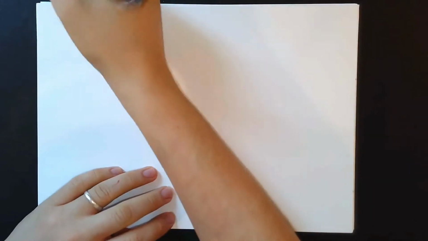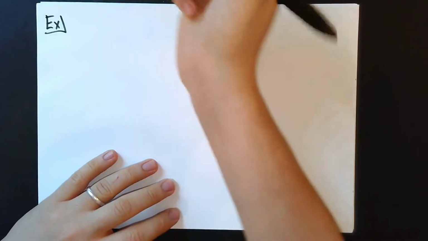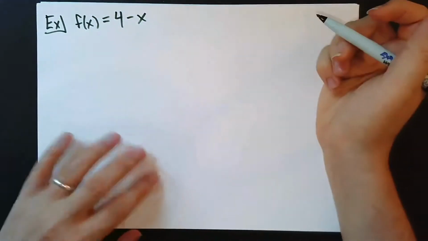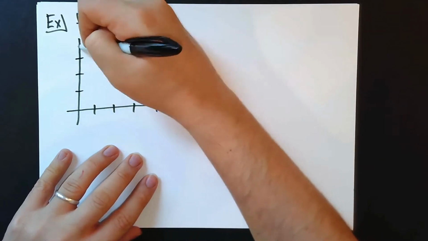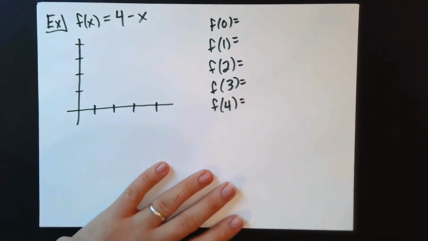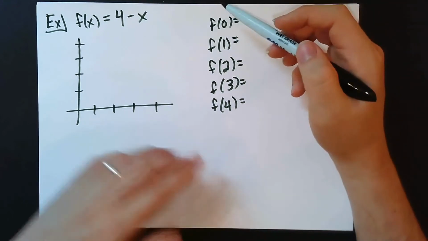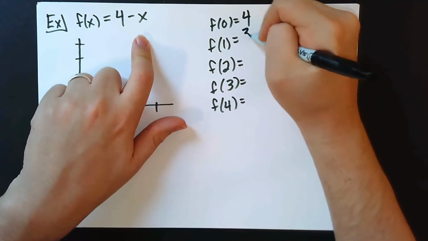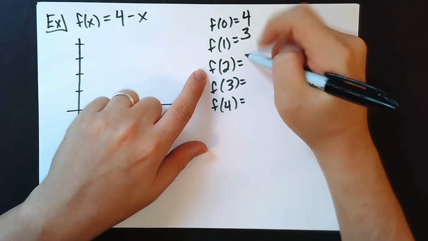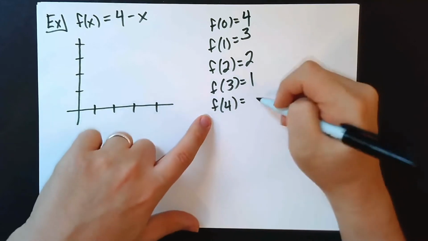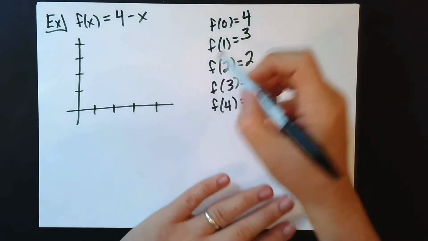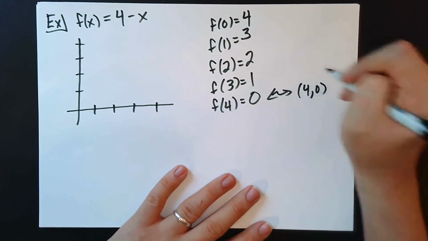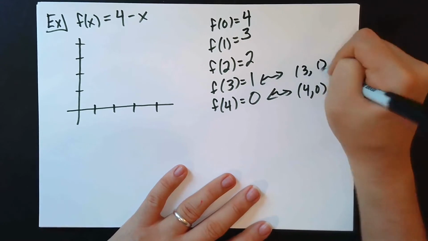So when we actually go to graph a function, what happens? Well, let's say I go to graph the function f of x equals 4 minus x. I can draw my little grid, and I can evaluate the function at a bunch of points. If I take f of 0, 4 minus 0 is 4. If I take f of 1, 4 minus 1 is 3. 4 minus 2 is 2. 4 minus 3 is 1. 4 minus 4 is 0. All of these give me a corresponding point on the graph. This gives me (4, 0). This gives me (3, 1).